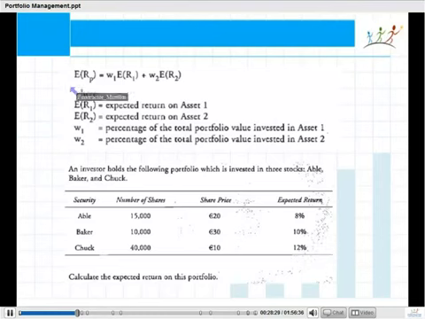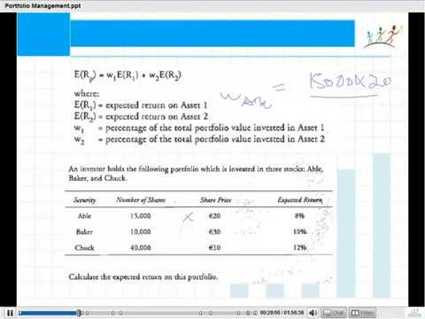The expected return on the portfolio is computed as the weighted average of the individual stocks. What are the weights? Weights are the proportions by market cap of each stock that you own. So what is the weight of Able? It will be 15,000 into 20 divided by the total value of the portfolio. Total value of the portfolio will be computed as the product summed up, that is the value of each stock.